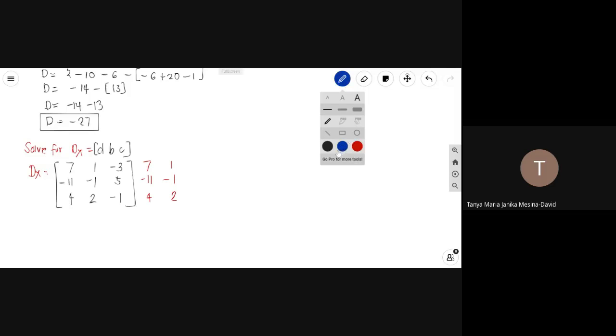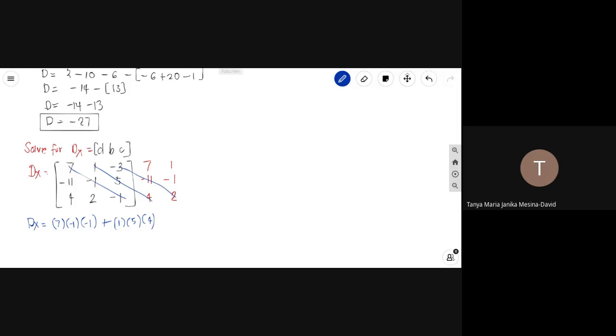And then we begin multiplying the diagonals. So I have here Dx would be equal to the first diagonal, which is 7 times negative 1 times negative 1. I add the second diagonal, which is 1 times 5 times 4, adding the third diagonal, plus negative 3 times negative 11 times 2.